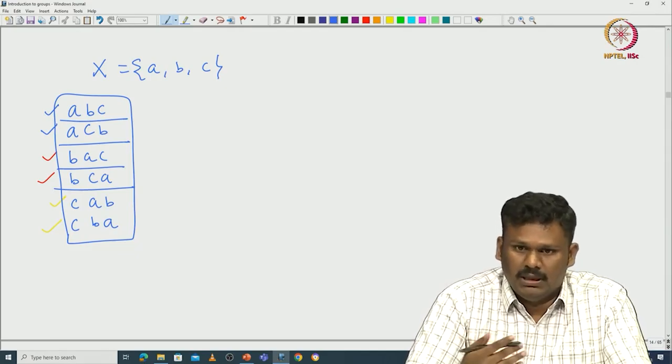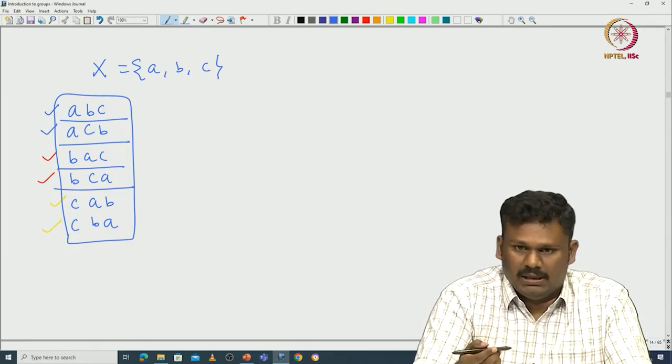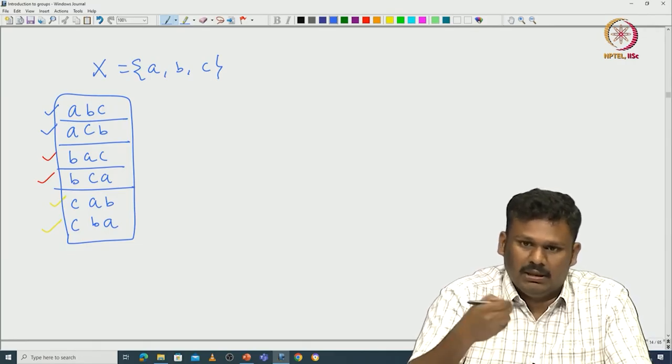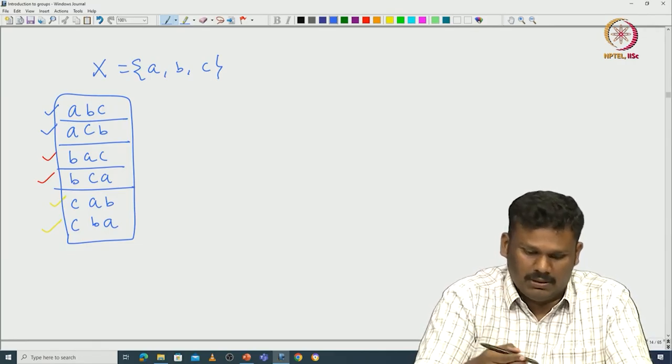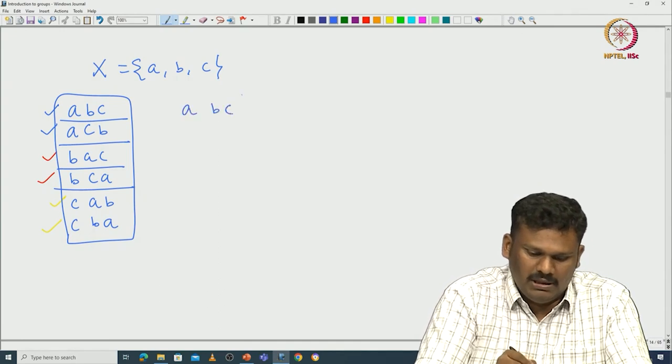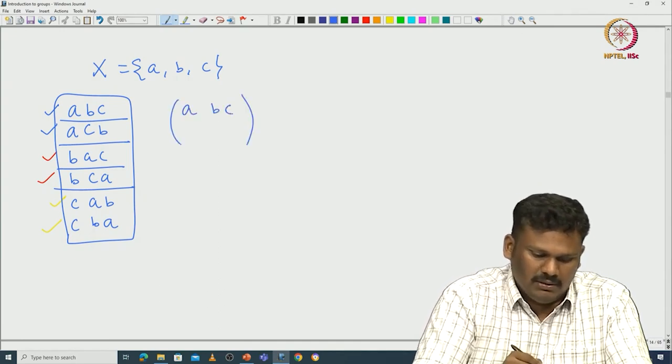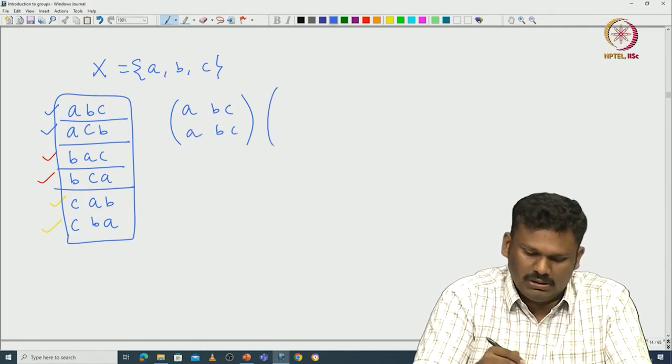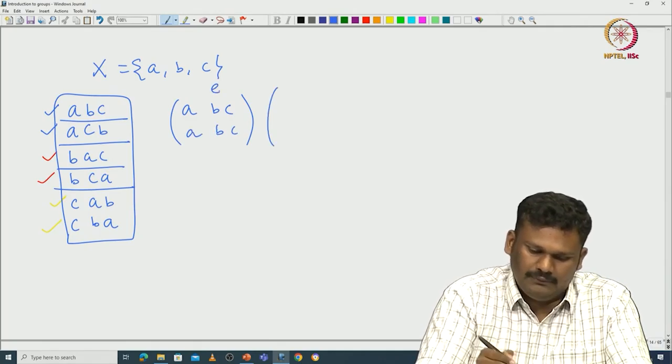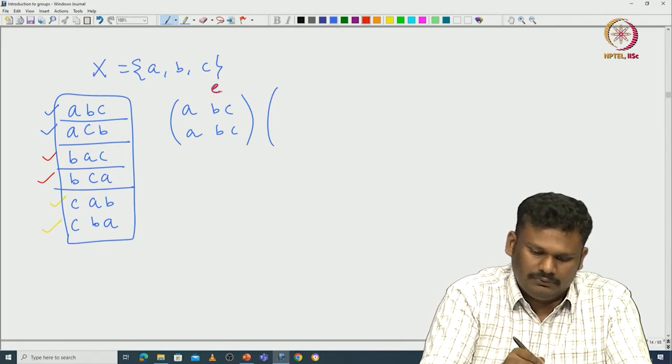Permutation functions, the dictionary is very easy, because ABC we are keeping as the domain, and then we are writing down what will be the image at the bottom. So we write ABC. The first one is just A goes to A, B goes to B, C goes to C. So this is what is called the identity, okay.